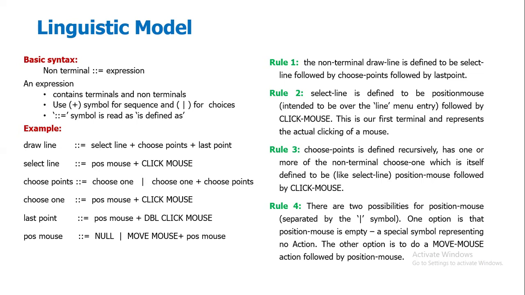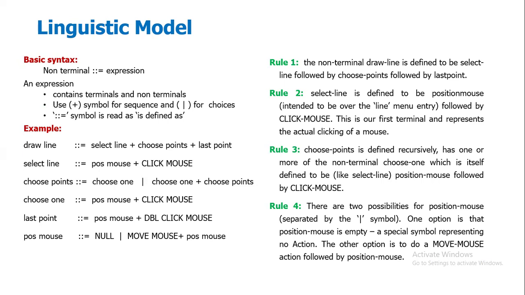Select line is defined as position mouse and click mouse. Choose points is defined as choose one, or choose one and choose points. Choose one is defined as position mouse and click mouse. Last point is defined as position mouse and double click mouse. Position mouse is defined as null, or move mouse and position mouse.